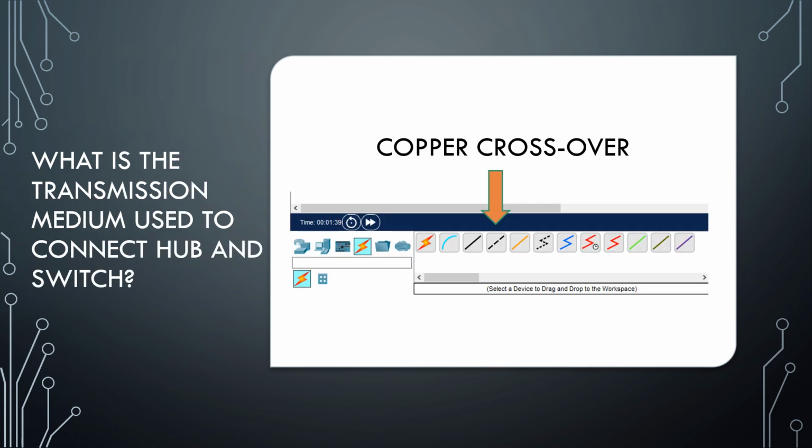What is the transmission medium used to connect the hub and switch? The transmission medium used is copper crossover, which is this one.